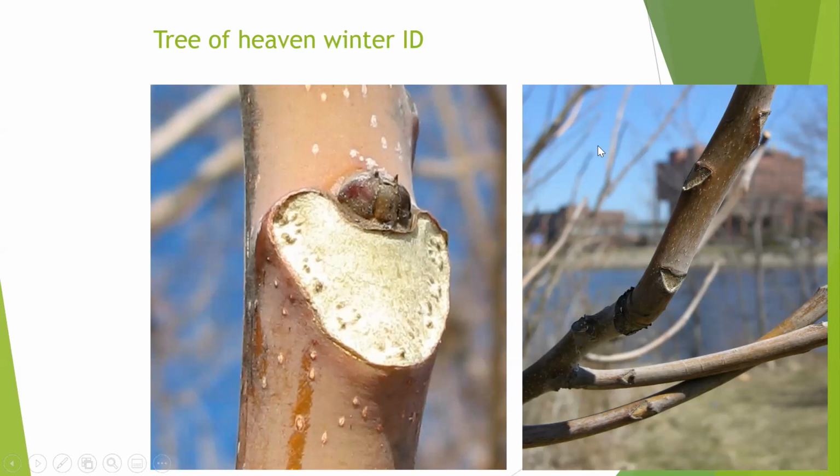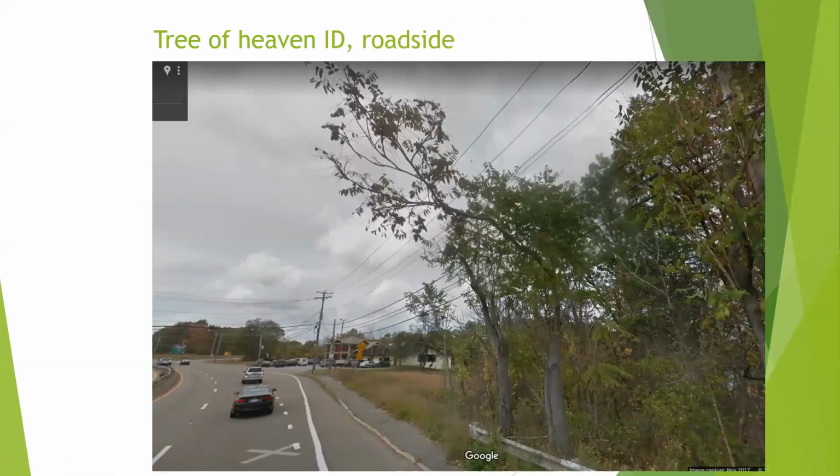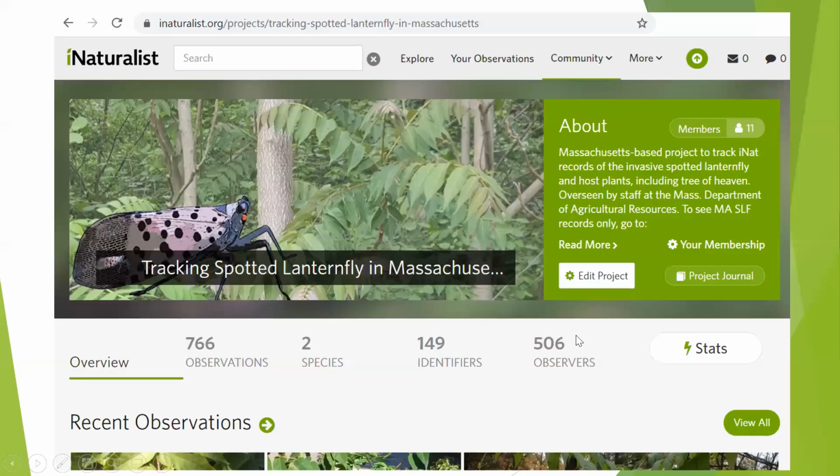I know that's pareidolia, I'm seeing human faces on everything, but you can also look at the characteristic bark of Tree of Heaven. It tends to be smooth and rather green on young trees. As the tree matures, it looks more like the skin of a cantaloupe, like the picture on the right. If you get really good at identifying Tree of Heaven, you can spot it from the street or from Google Street View, like in this photo here.